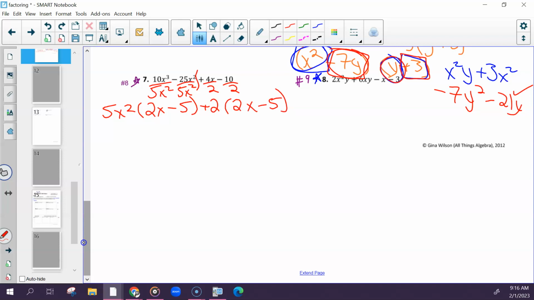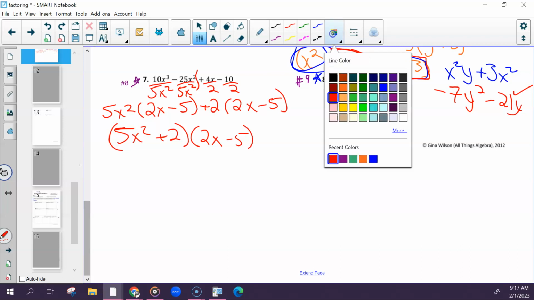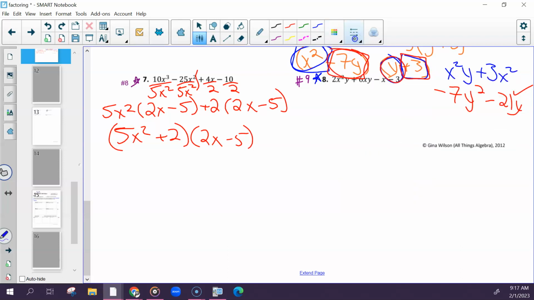5x squared plus 2, and 2x minus 5. Okay. So I was actually thinking this was different. But let's say this was, I'm going to rewrite it, but change it.